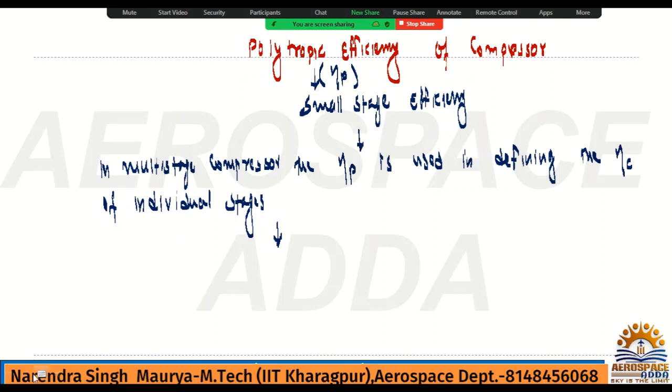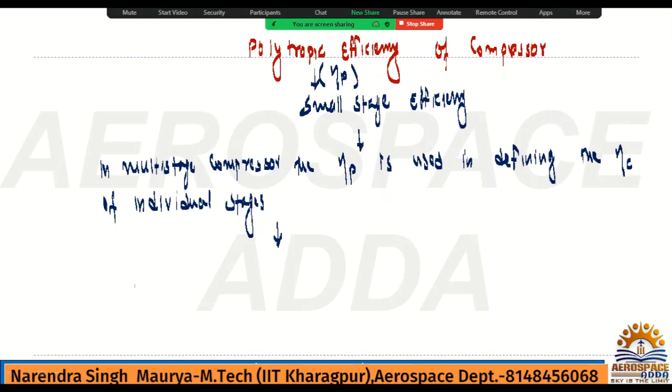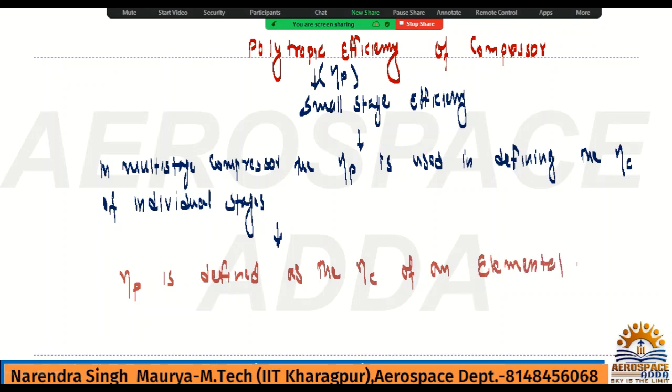The second one also I can write here. Any one you can, because from a theoretical point of view they can ask the difference also. Statement-wise, polytropic efficiency, which is eta p, is defined as the isentropic efficiency eta c of an elemental stage, like if we have 10 stages in total, one stage will be the elemental or infinitesimal stage of the compressor. Suppose you break the whole system into multiple parts, and among them you take one segment, and for that you talk about polytropic efficiency. That's the meaning of it.